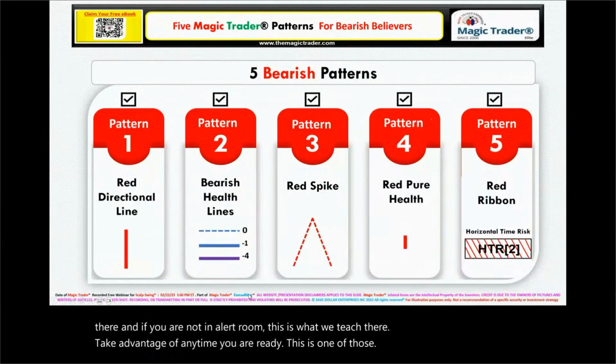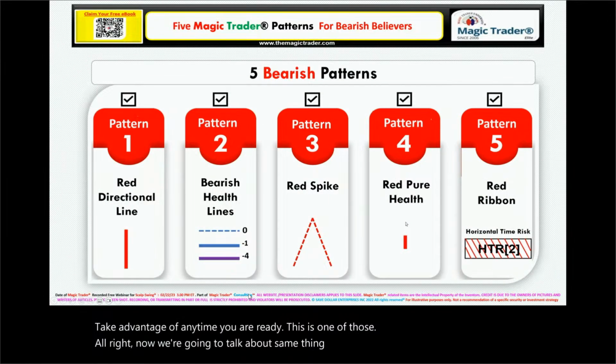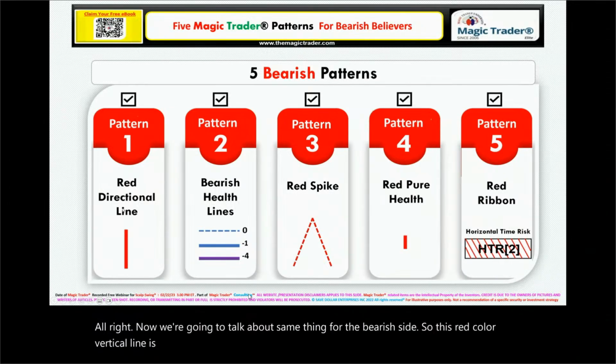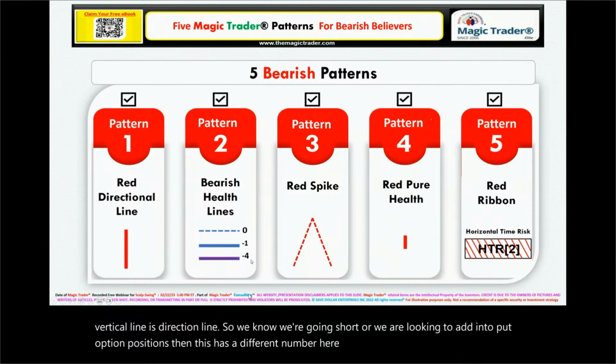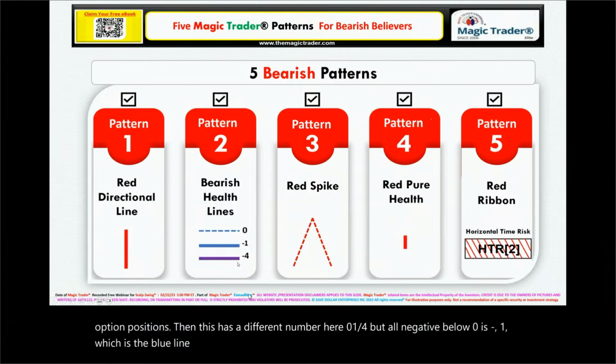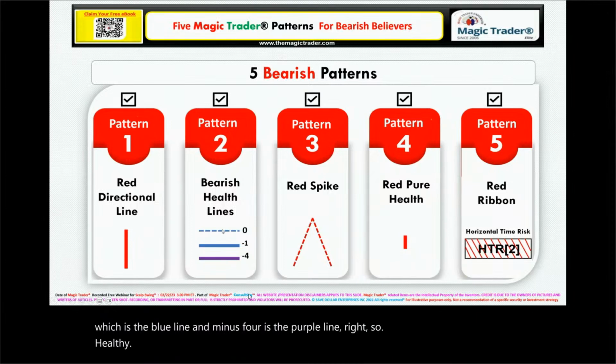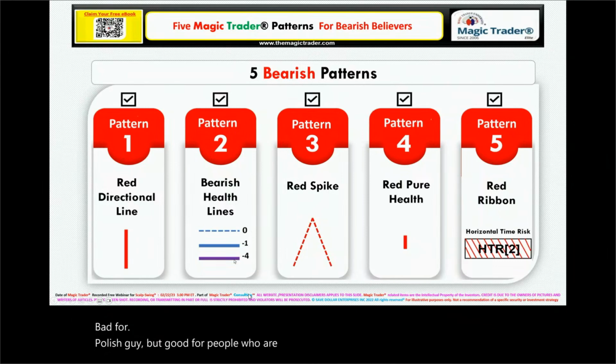All right, now we're going to talk about the same thing for the bearish side. So this red vertical line is the direction line. So we know we're going short or we are looking to get into put option positions. Then this has different numbers here, 0, 1, 4, but all negative. Below 0 is -1, which is the blue line, and -4 is the purple line, right? So health is bad for the bullish guy, but good for people who are shorting the security or buying put options.